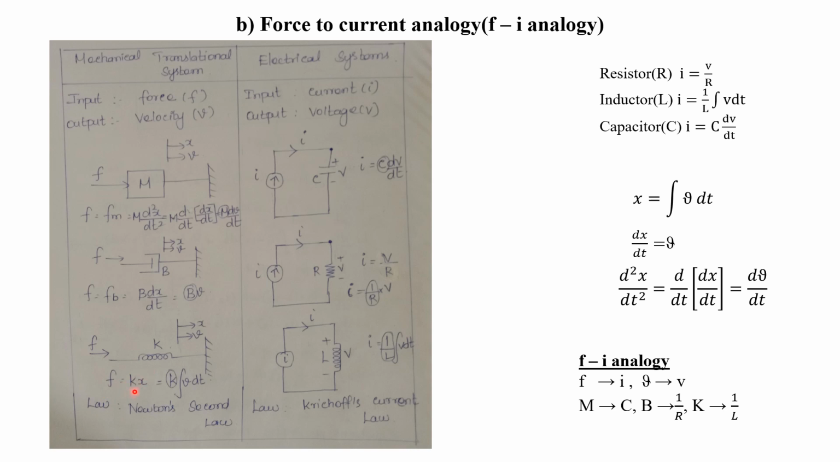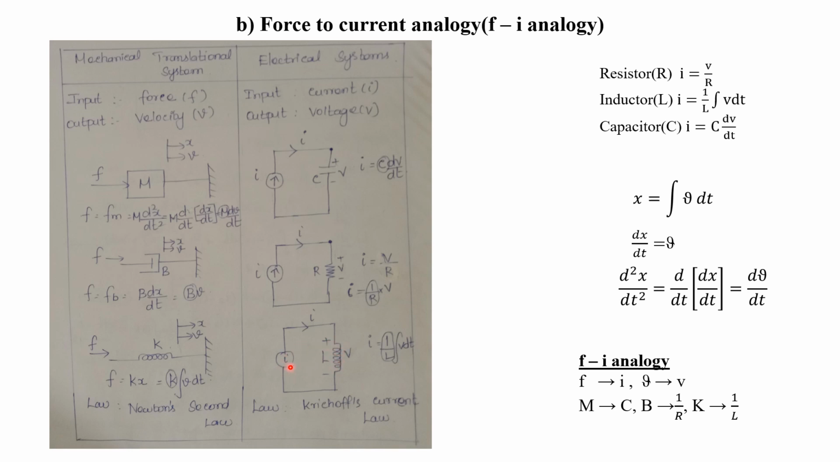So Fk is nothing but Kx. That's a formula. So this is equal to K into, what's the value of X? Listen here, in terms of velocity, X can be written as integral V dt. Now this will be transformed into an inductor in electrical systems. So consider an inductor.